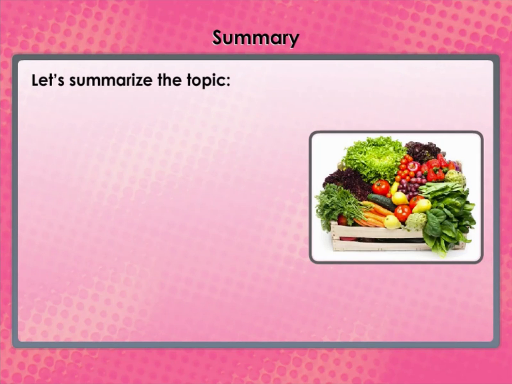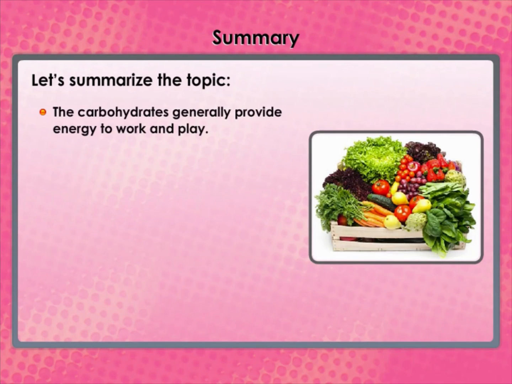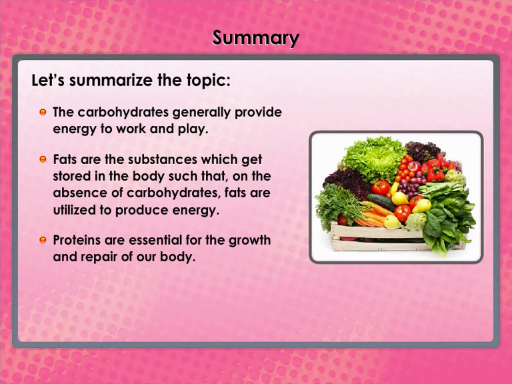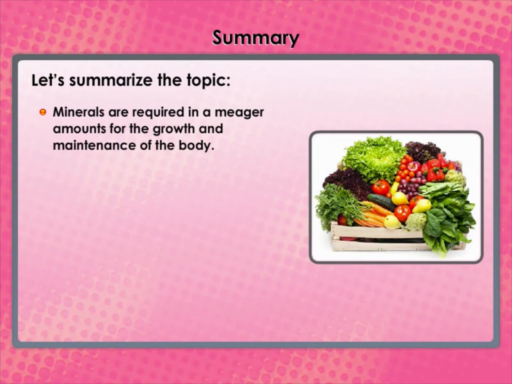Summary. Let's summarize the topic. Carbohydrates generally provide energy to work and play. Fats are substances which get stored in the body such that, in the absence of carbohydrates, fats are utilized to produce energy. Proteins are essential for the growth and repair of our body. Vitamins protect our body from diseases. Minerals are required in meager amounts for the growth and maintenance of the body.